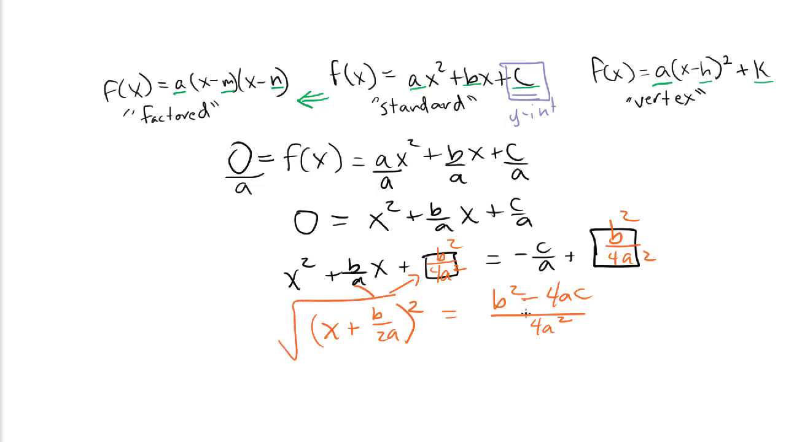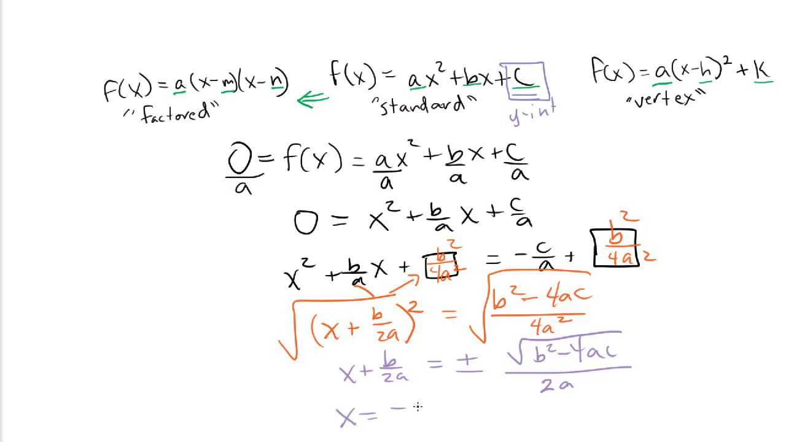Now I have a constant on the right, messy constant, but that is a numerical value, and I'm going to take the square root of both sides. What happens when I do that? I'll get x plus b over 2a equals plus or minus the square root of b squared minus 4ac. Not much I can do to simplify that under the radical, but the square root of 4a squared on the denominator becomes 2a. Notice this is the same denominator over on the left side. X equals minus b over 2a plus or minus the square root of b squared minus 4ac over 2a.